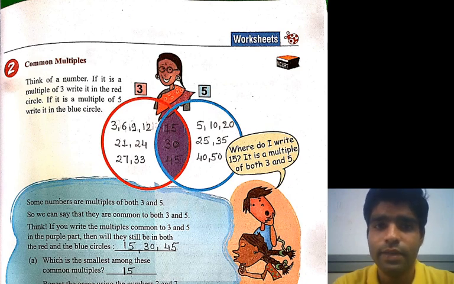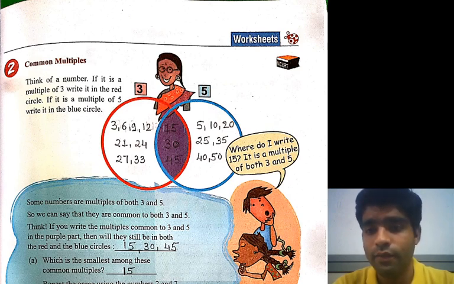And the next table is 5. Definitely here will be 5, 10, 15, 20, 25, 30, up to 50. Now listen here. Your question is what? Think of a number. If it is a multiple of 3, write it, and the multiple of 5 you have to write it. But we have to find out the common multiple of both the numbers 3 and 5.